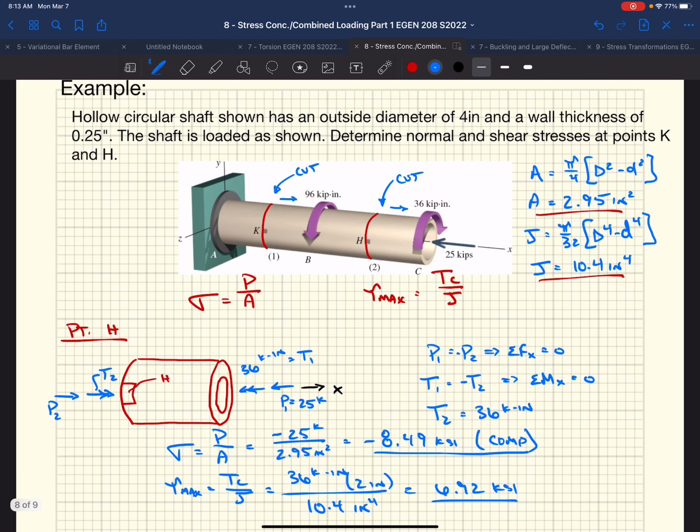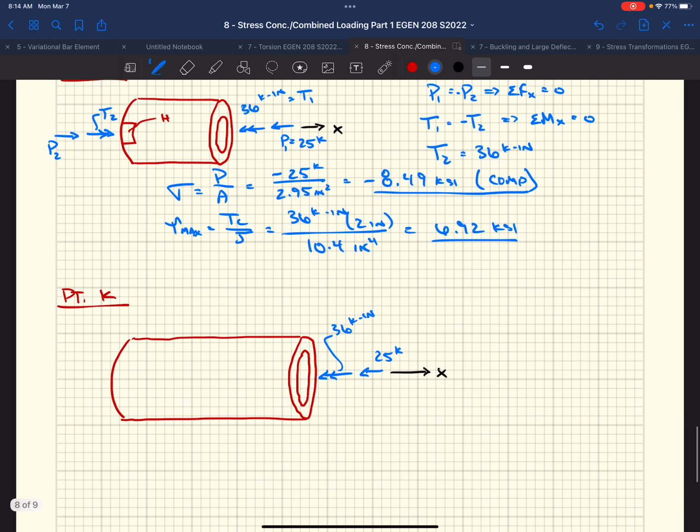We also, though, at point B on this pipe, we've got this 96 kip inches. Well, if we curl our fingers in the direction of that arrow, my thumb's actually pointing to the right. So now this force is 96 kip inches, right? Acting somewhere in the middle there.